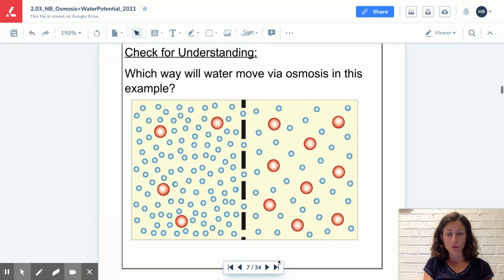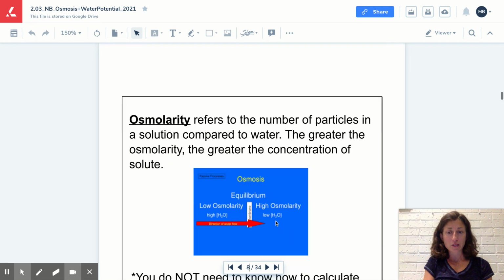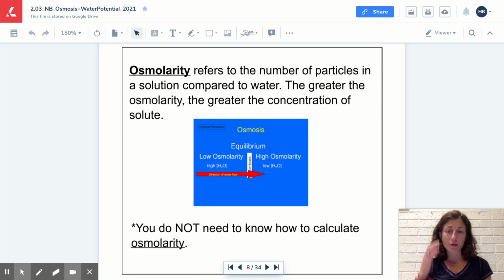Nice. So you guys should have an arrow or writing that you're going from the left side to the right side. There is more water concentration on the left side, so it's going to move from high water concentration to lower water concentration on the right. Okay. Nice job. So a couple other pieces of information I want you guys to have.